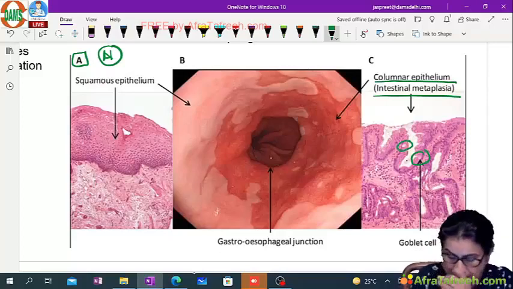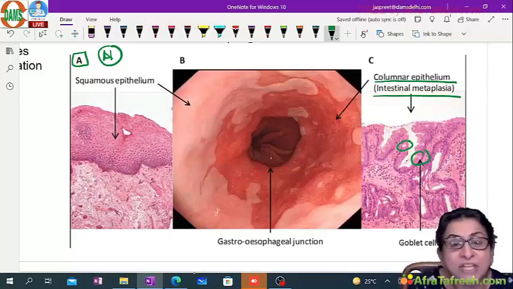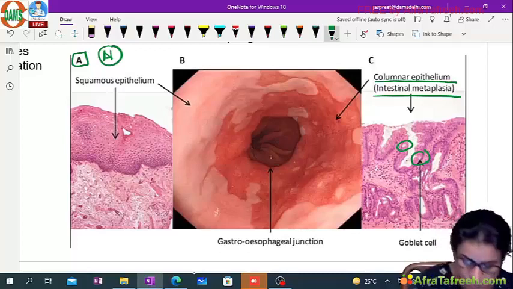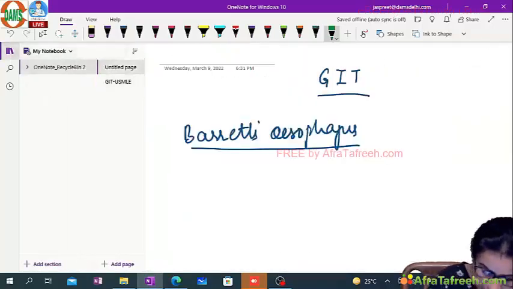So they come, and the area of Barrett's esophagus looks reddish velvety in appearance. So you can see this reddish velvety appearance. Let me first write down, and then you can see, what is Barrett's esophagus?